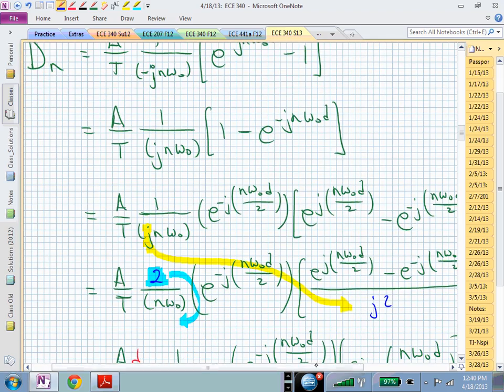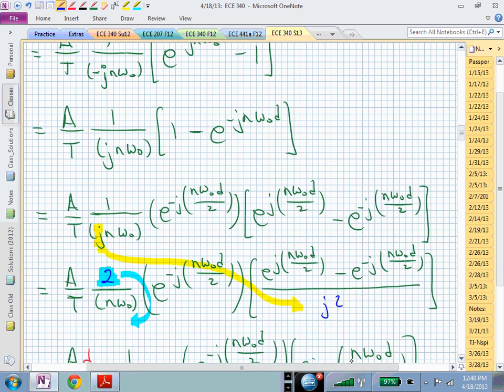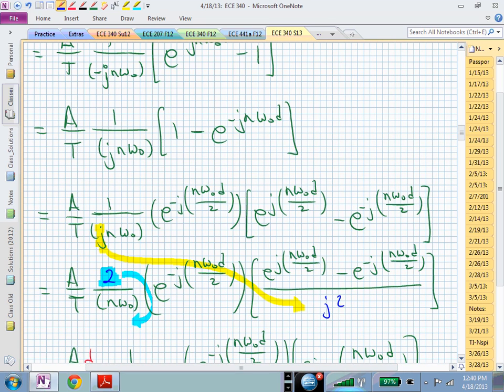I'm going to slide over a little to the right because you know what it's equal to. It's equal to capital D sub n. The very first thing that I did was push that minus sign into the square bracketed expression. And now I have 1 minus e to the minus j n omega naught d.